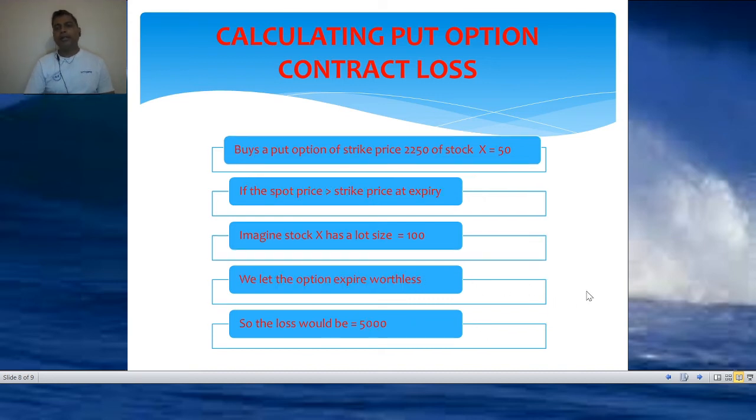Now let us understand the third scenario. If the trader buys a put option of strike price 2250 of stock X at a premium of 50, and at the time of expiry the spot price is greater than the strike price, and this stock X has a lot size of 100, the put option buyer will let it expire worthless. That means he will not exercise this option, and in this case his loss would be 5000. That is to the extent of the option premium that he paid to have this put option.